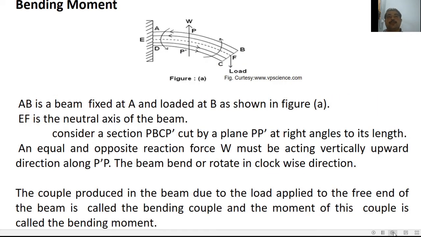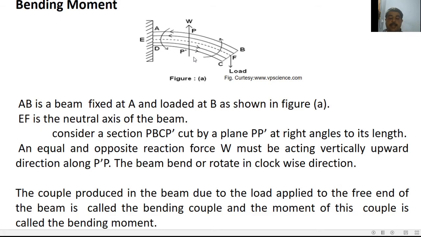Next, we will move on to bending moment. Let AB be a beam fixed at A and loaded at B as shown in the figure. EF is the neutral axis of the beam. Let us consider the equilibrium of a section PBCP' of it cut by a plane P' at right angle to its length and the plane of bending.